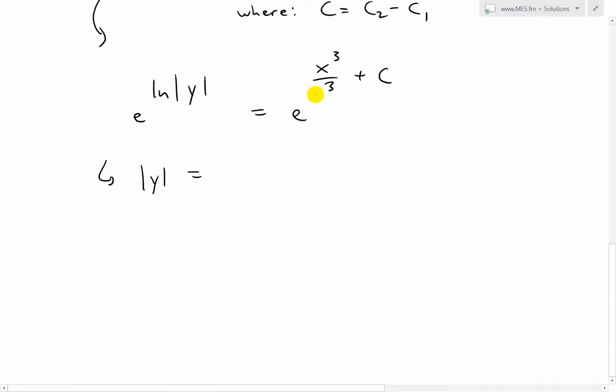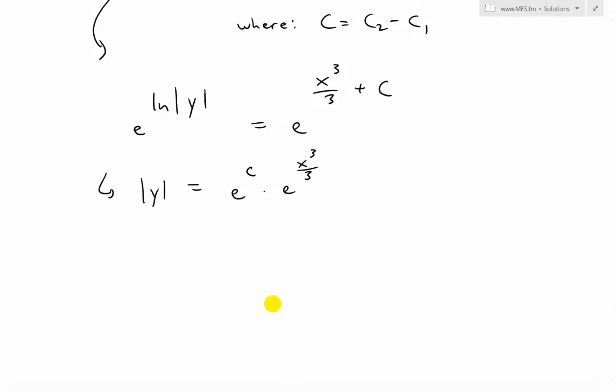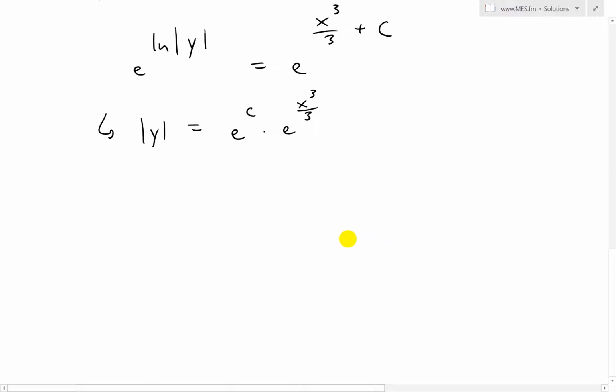And the right side we can write as e to the power of c times e to the power of x cubed over 3, because the addition of powers is the same as multiplying the expressions like this. And again, you can learn more about this addition of powers in my earlier videos on power functions, and you can see that in the video link below, as well as other related videos.